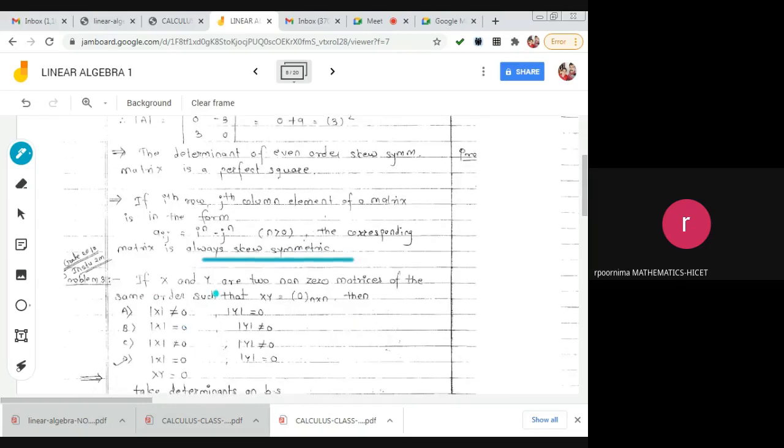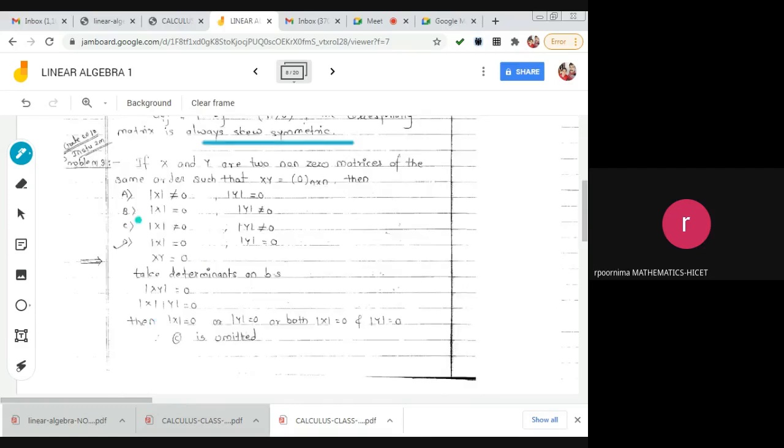So if X and Y are two non-zero matrices, this is the GATE problem. If X and Y are two non-zero matrices of the same order such that XY equals 0 of order n by n, then the choices are given. The first choice: determinant X not equal to 0, determinant Y equal to 0. B choice: determinant X equal to 0, determinant Y not equal to 0. C choice: both are not equal to 0. D choice: determinant X is 0 and determinant Y is 0, both are 0 and XY is also 0.